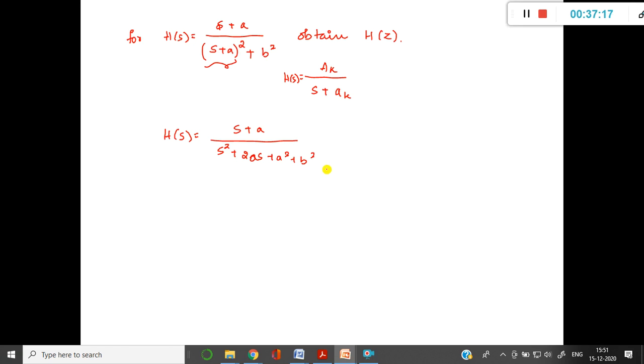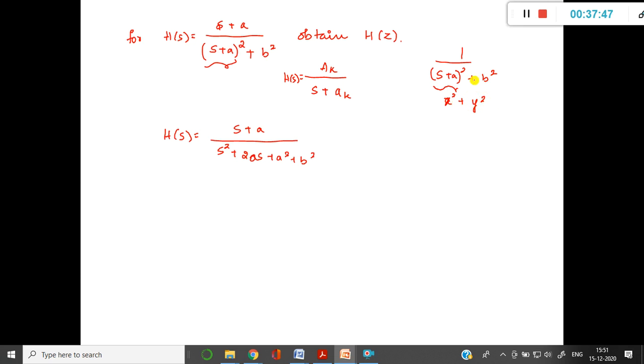Try to recollect this. The other way I can see here is 1 divided by (s plus a) whole square plus b square, right? If I call this x square plus y square, I don't have a formula for it. I have a formula for x square minus y square, but I don't have a formula for x square plus y square.